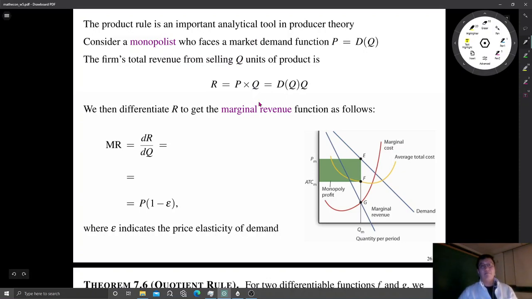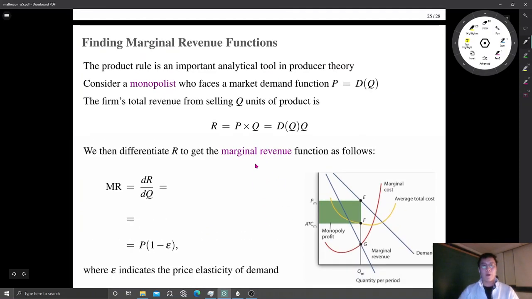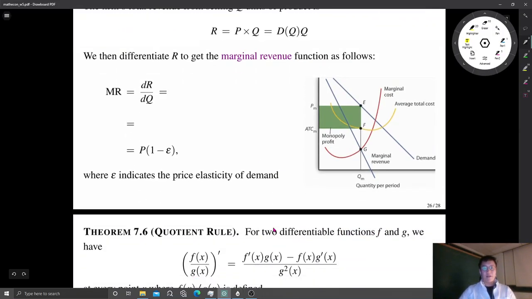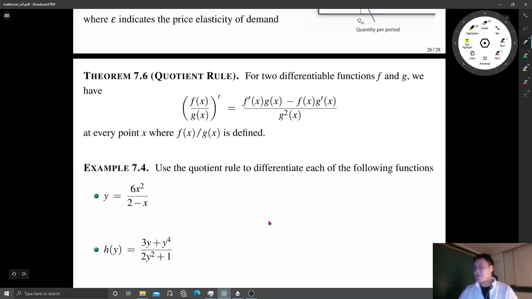In fact, there is a very important relation between the marginal revenue function, the increment of revenue from selling one unit, and the price elasticity of demand. But let me postpone it to the live lecture this Friday. So I'm going to explain this application of the product rule at the live lecture this Friday. Okay? Now let me move on to the quotient rule, the last rule in this video.